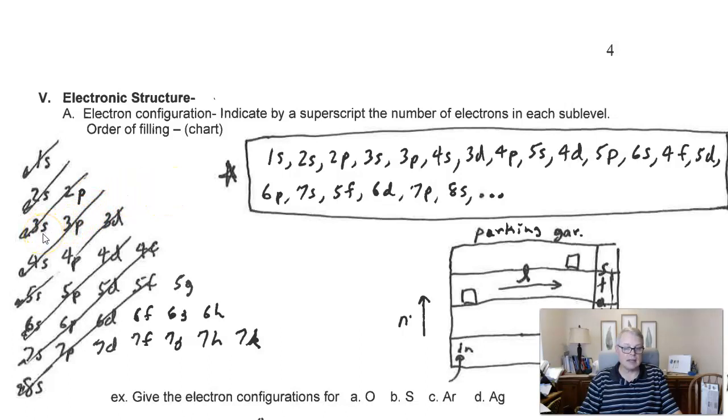How many can I fit in an S? 2. How many in a P? 6. How many in a D? 10. What's 2 plus 6 plus 10? 18 electrons in the third energy level.